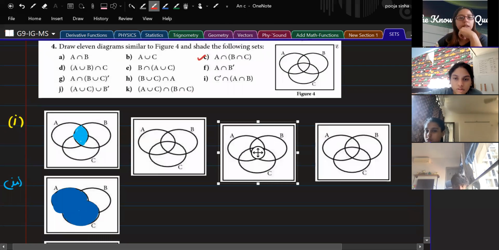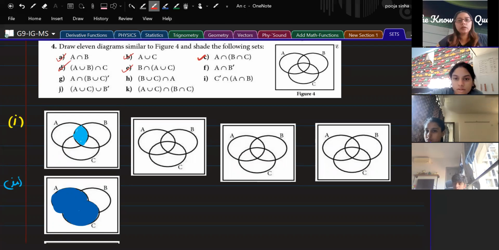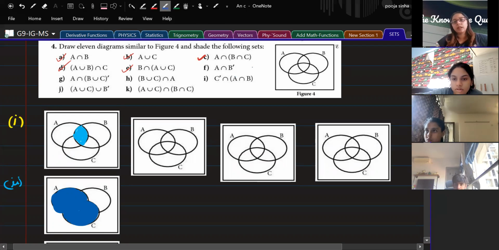Okay, I think we're done up till E. Whose turn now? Mine. Okay, it's Shomik's turn now. Shomik, bolo. What's the sign on B? What does that B mean? Complement, that means not in, everything except B. Okay, everything except B. So A is intersection with B complement.